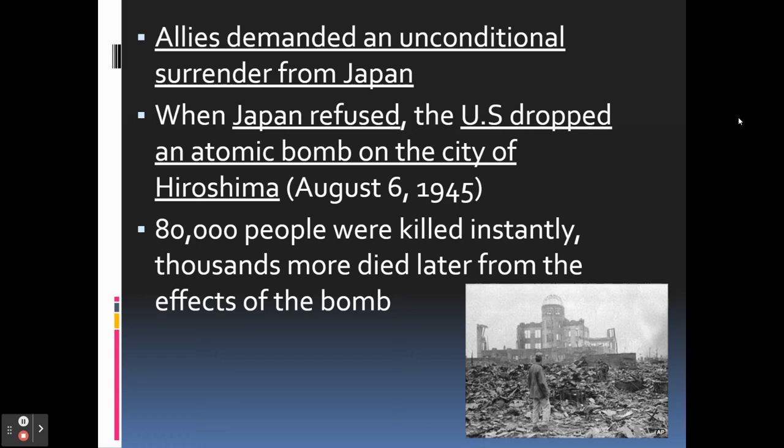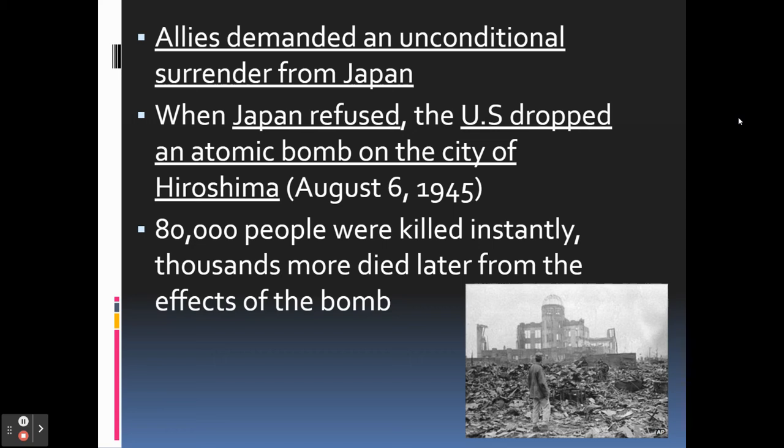Allies, that would be the US, Great Britain, France. The Allies demanded an unconditional surrender from Japan, basically saying no deals are going to be made. You're just going to quit. You're going to surrender to us. Japan refused. So the United States dropped the first atomic bomb on the city of Hiroshima.